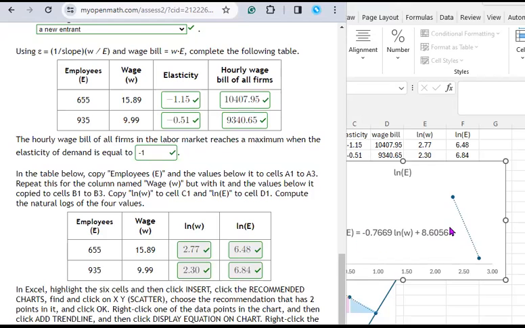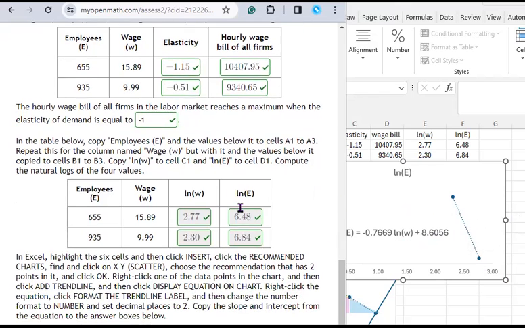So we estimate the elasticity between this point and that point. I guess you could think of it as the average elasticity between this point and that point at negative 0.7669, right? The elasticity at this point is a negative 1.15. The elasticity at this point here is negative 0.51. You know, midpoint wise, the elasticity is approximately a negative 0.8, right? Somewhere in the middle, it's a negative 0.8. So that makes better sense.